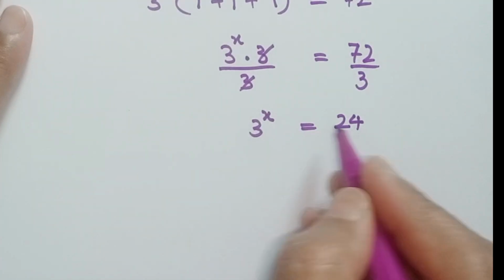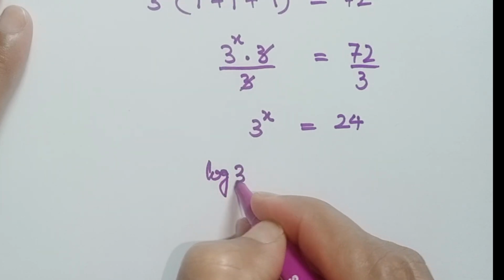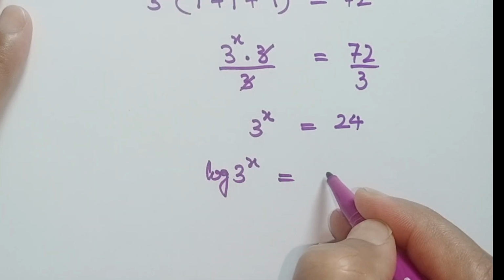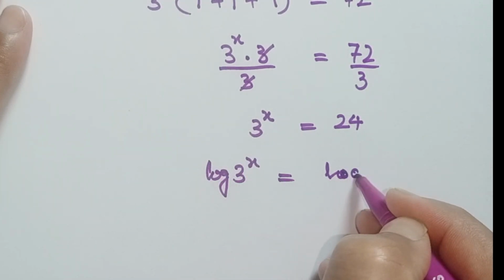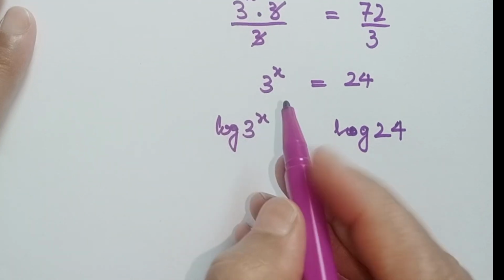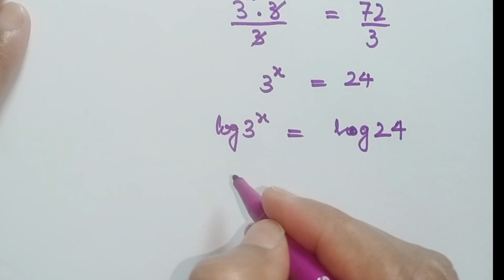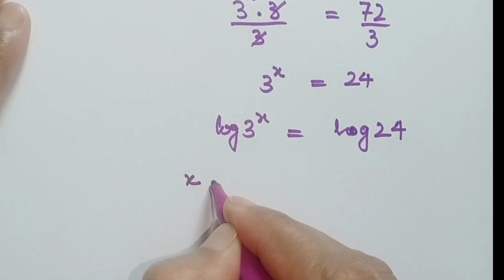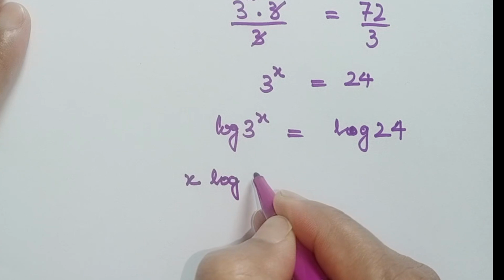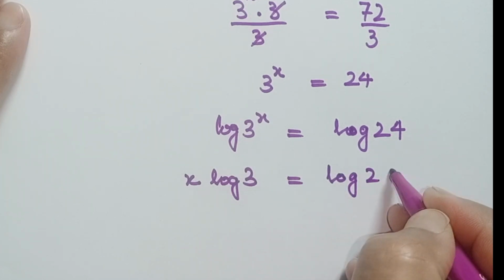We will take log on both sides here in this step. So log 3 power x is equal to log 24. So here in the next step, we know this property, this x will move here and it will become a coefficient: x times log 3 is equal to log 24.